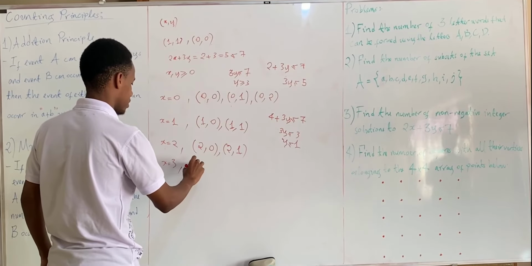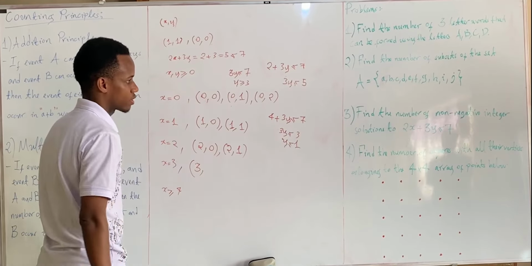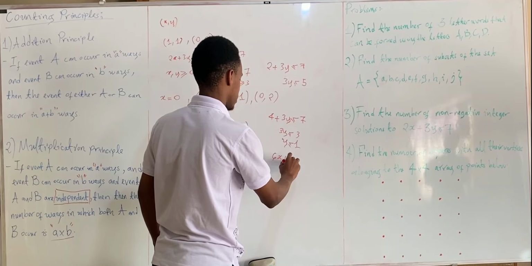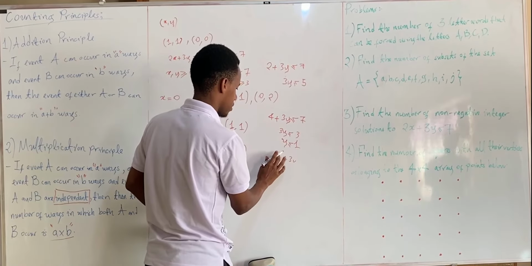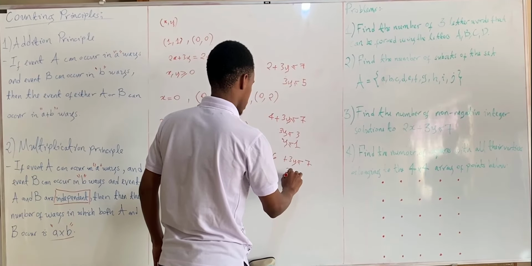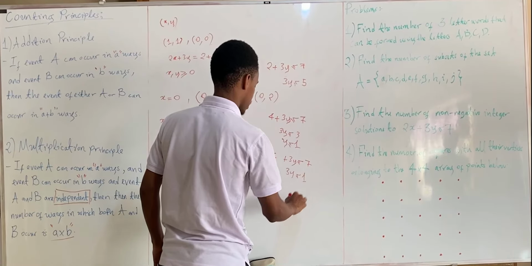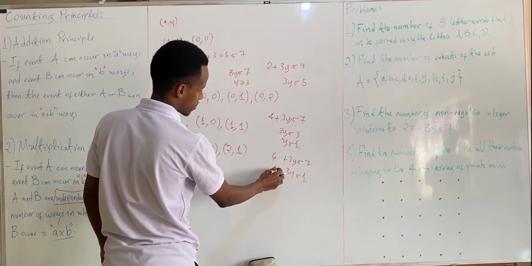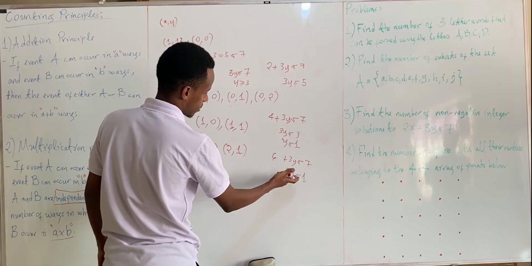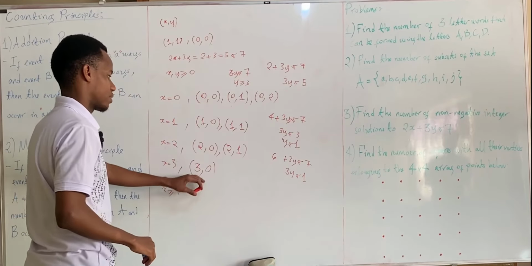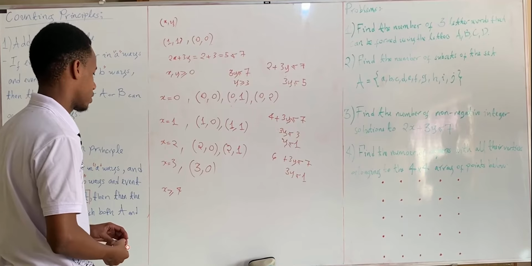Okay, the third event, x equals 3. When x is 3, the equation becomes 6 plus 3y is less than or equal to 7, which becomes 3y is less than or equal to 1. So obviously this is only possible when y is 0, because if y is a positive integer, other multiples of 3 are always greater than 1. So in this case, we just have this pair which can satisfy the equation.